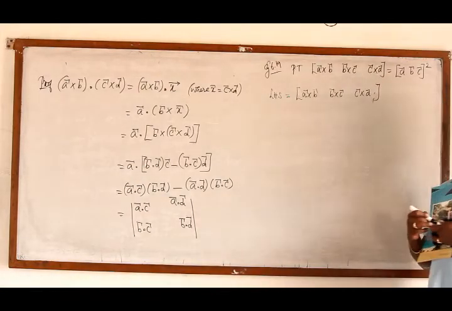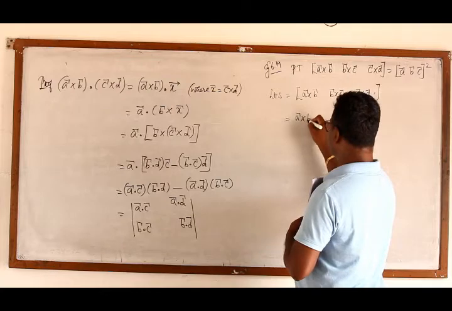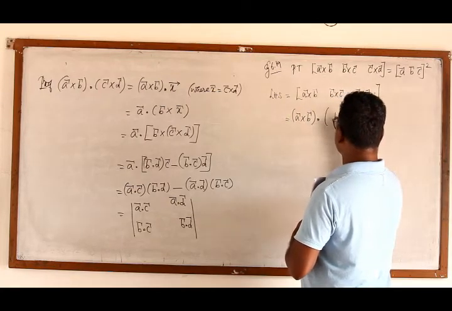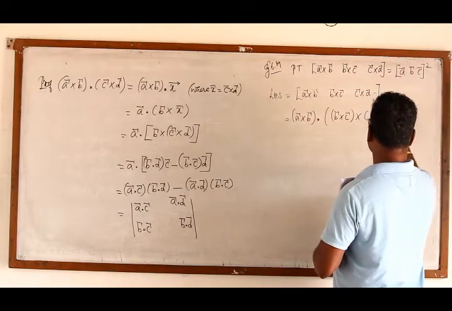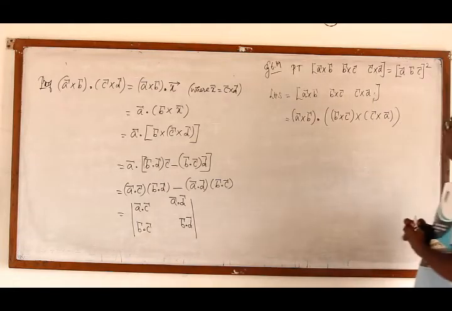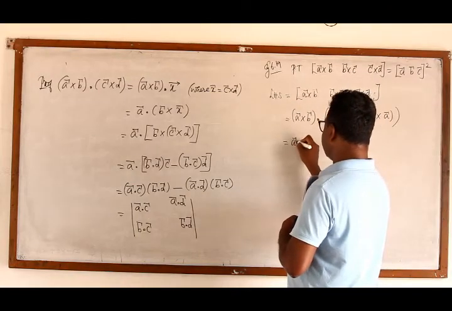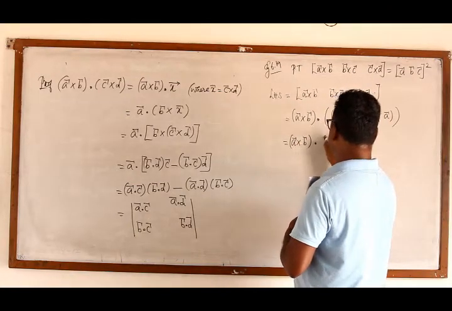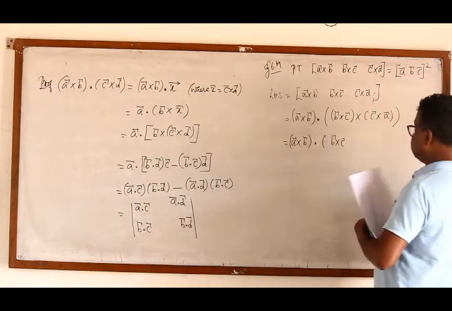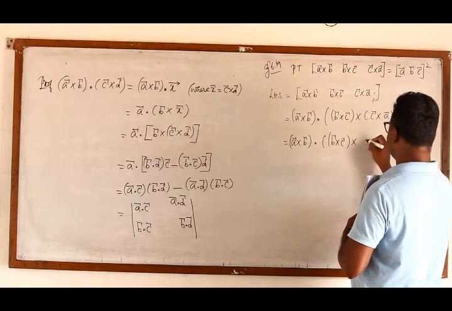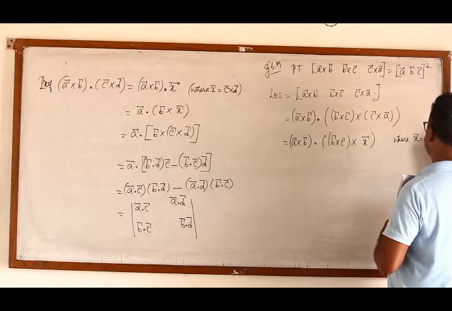We know box product means scalar triple product, a dot and a cross. So I write this as (A cross B) dot (B cross C) cross (C cross A). Now I write this as (A cross B) dot, and everywhere cross, so it is B cross C cross, and I take the other vector as x, where x vector is C cross A.